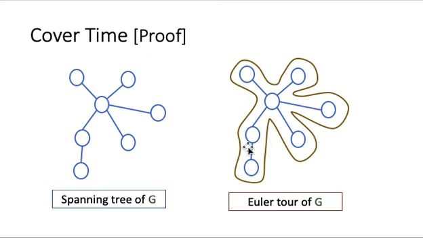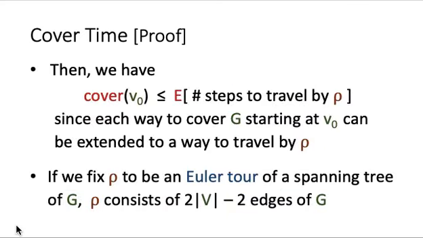Because the spanning tree of the graph has V minus 1 edges, the total number of edges here is equal to 2 times that value, so it is 2V minus 2. So this is the Euler tour of G. And then we fix rho to be any Euler tour of the spanning tree.